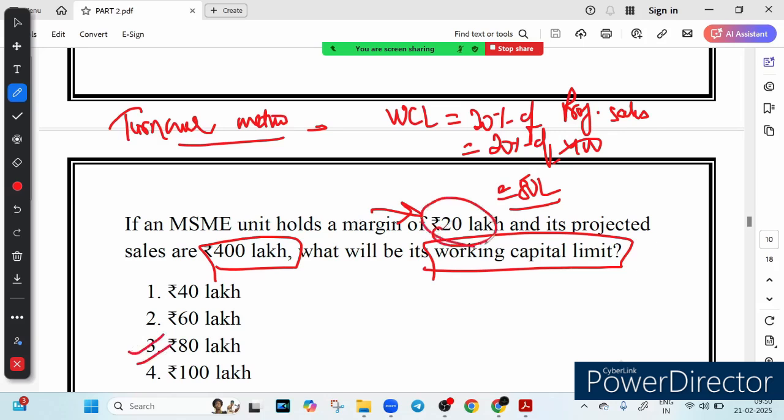This 20 lakh is just given to confuse you, right? So margin has no role to play here because margin is a borrower contribution. It has nothing to do with the working capital limit. So the correct answer is option number C, right?